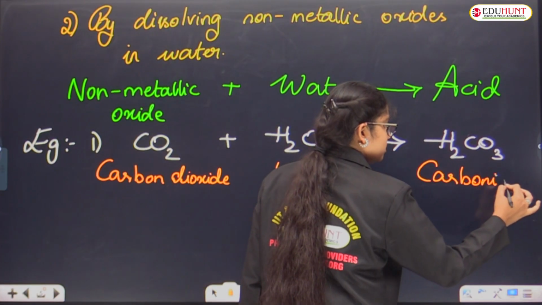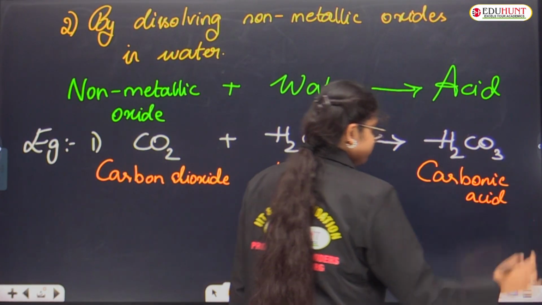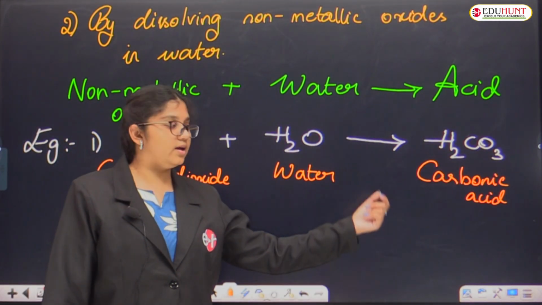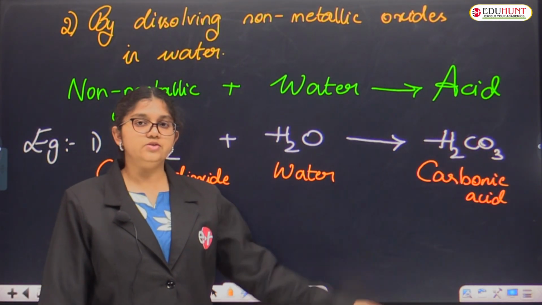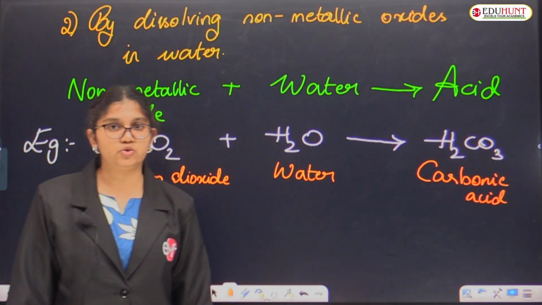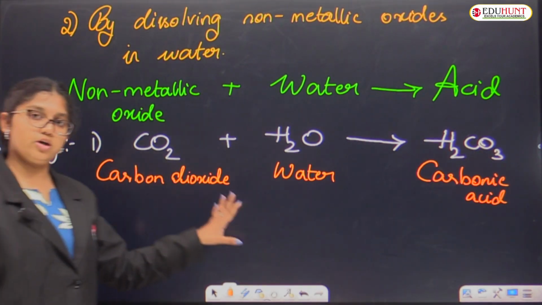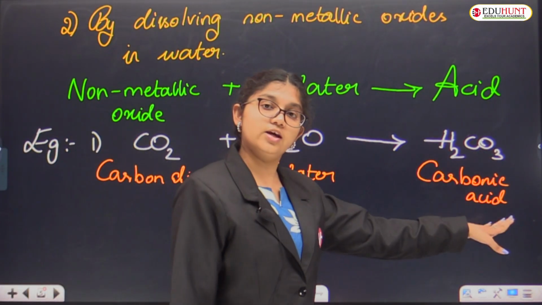Carbonic acid. Very good. Actually, carbonic acid is a mineral acid. It is used in making soft drinks, such as beverages like cola and lemon lime soda, right? Yes. So, this is the first example for you. Carbon dioxide plus water molecule gives rise to carbonic acid.